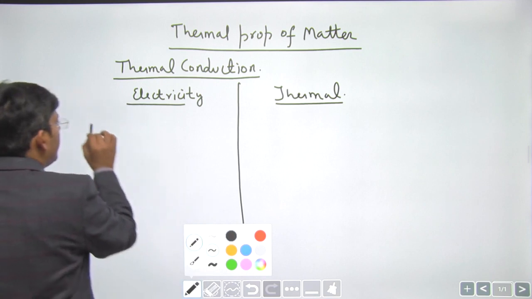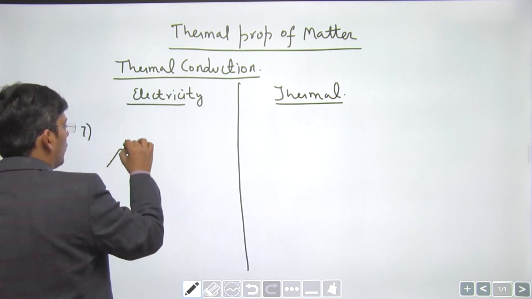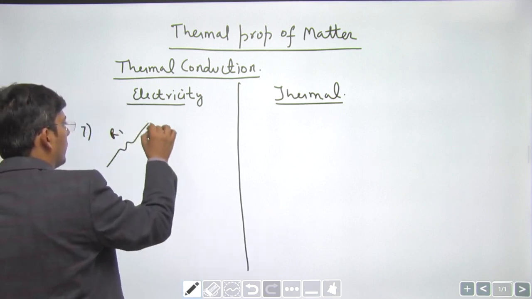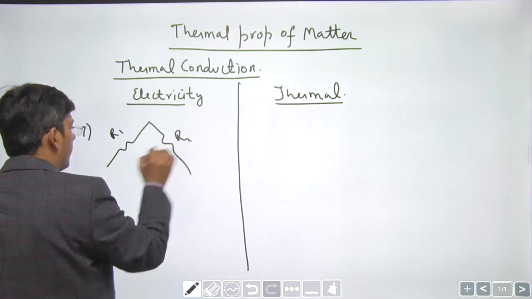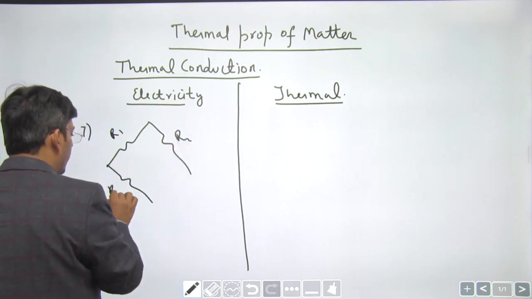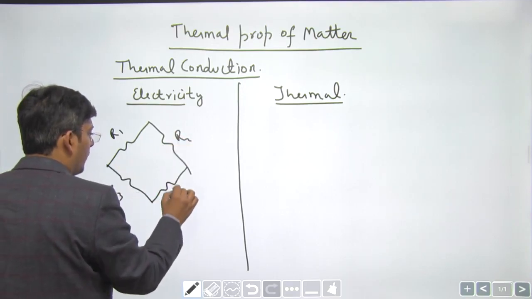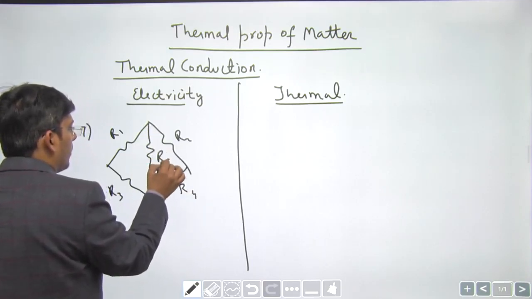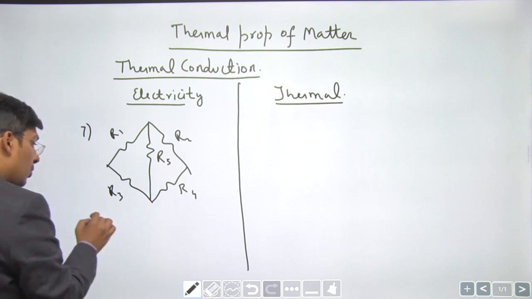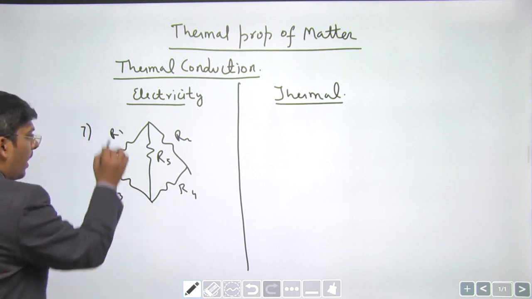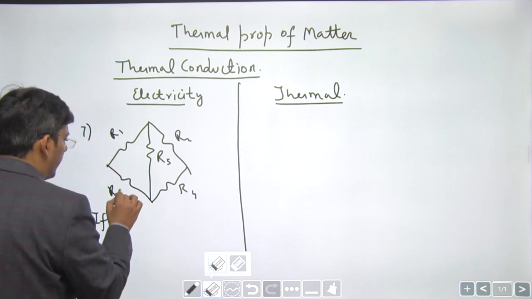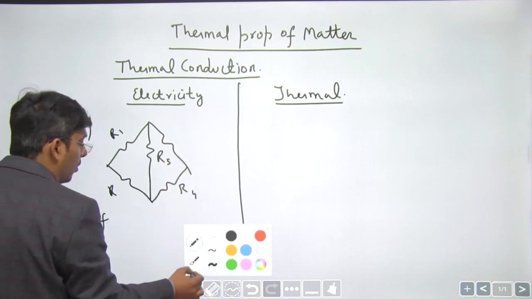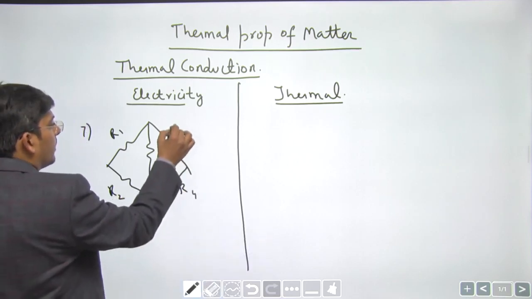The 7th point says that we have a Wheatstone bridge here, R1, R2, R3, R4, and this is R5. In this case, let us make this R2 and this R3, it looks good, R3 by R4.